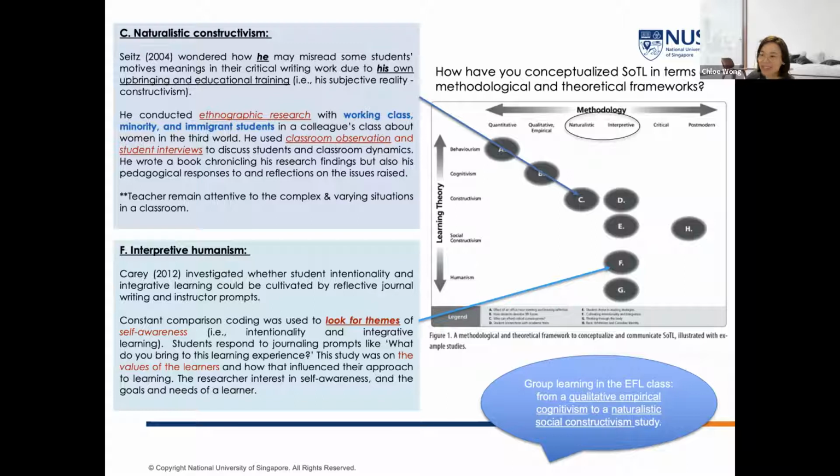But because it was a student research, there wasn't really a lot of IRB issues at that point in time, but it's definitely something I would consider down the road.